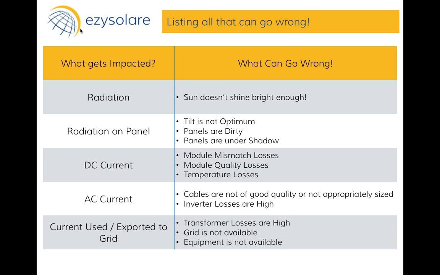And lastly, your grid might be available, but some or all of your equipment might be down, which means that inverters, transformers, strings, modules, etc., all the equipment that you have in your power plant might not necessarily be working all the time, so the equipment might not be available.